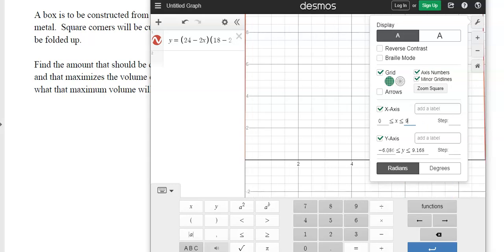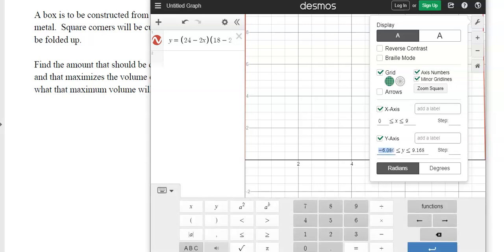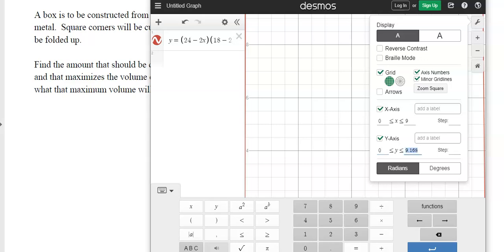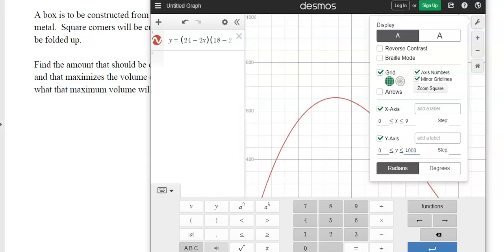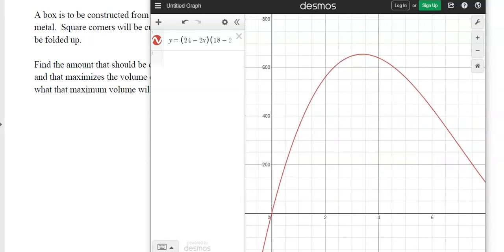Now you guys on your TI, you could click calculate maximum and find it. I know it's up there quite a ways, so I'm going to just go from 0 to 1,000. And boom, I find it. So way up here in the 600s. Desmos is nice because you can just click on it and it will give you the amount.